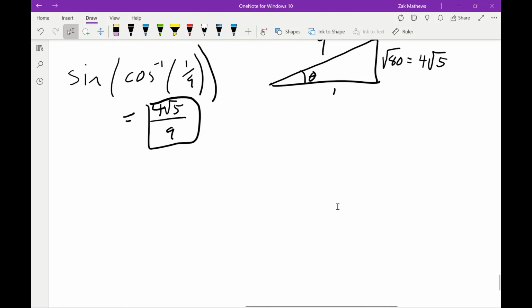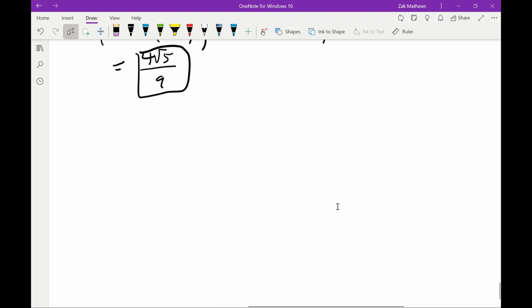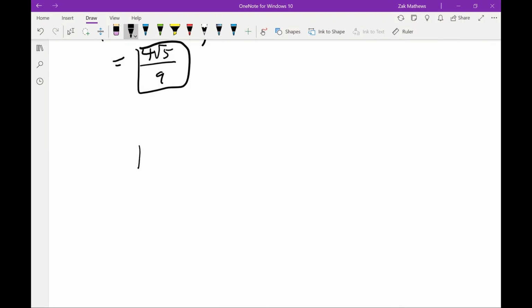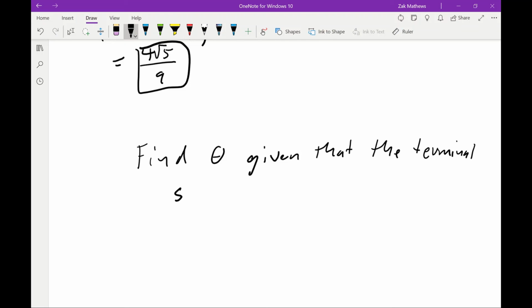One final idea that I will leave you with, and we've already seen this a little bit, and we're going to see this a little bit more. Let's say I want to find theta. Let me rewrite this a little bit. Find theta given that the terminal side passes through (-2, 4).